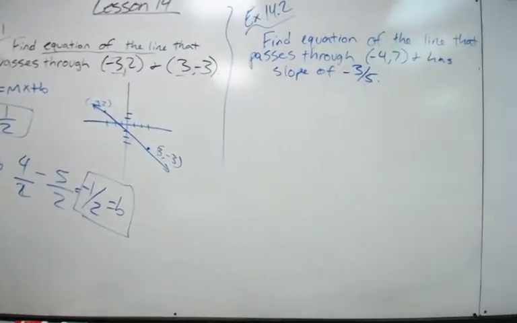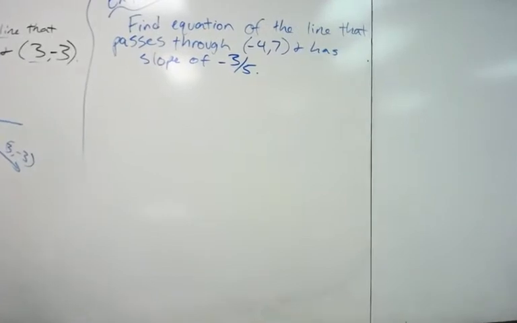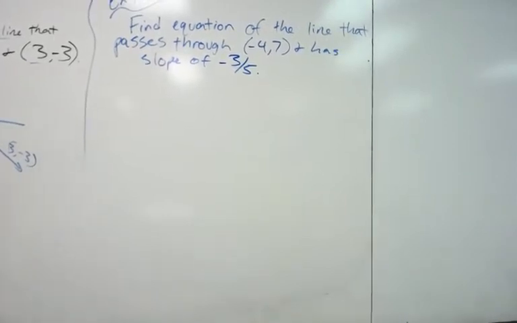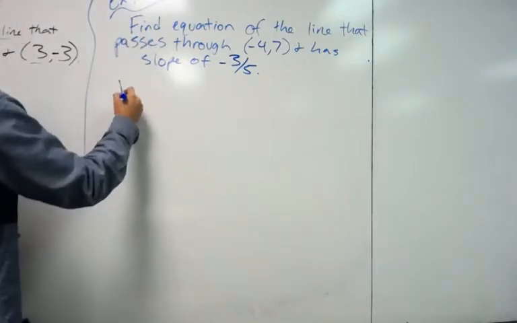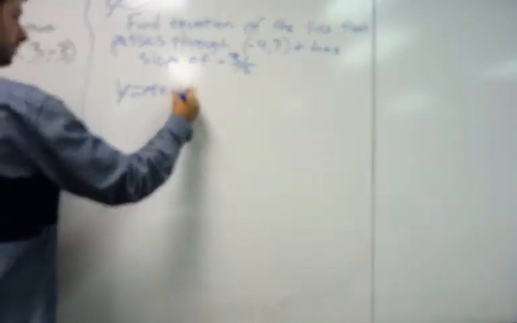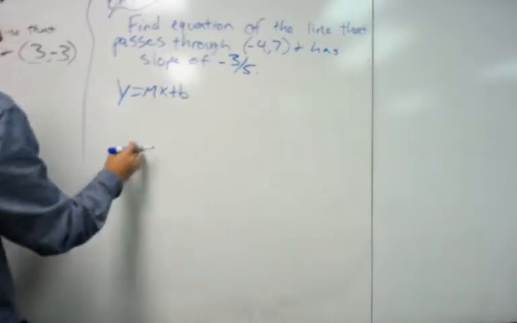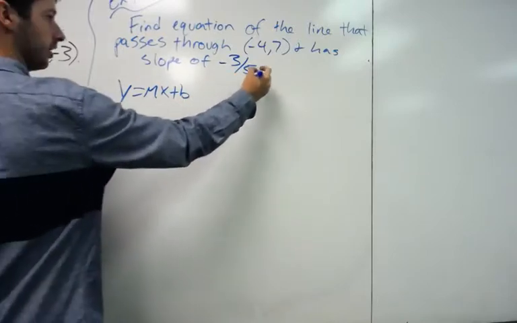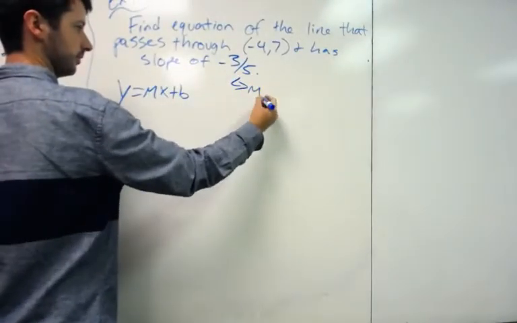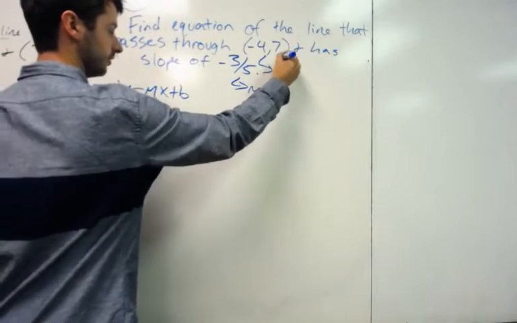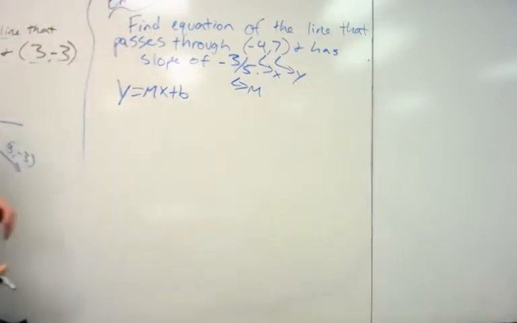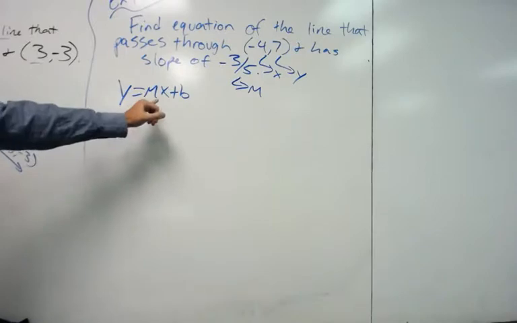Now let's look at one that gives us a set of coordinates and the slope. Well, this one's actually easier. The last one we had 2 coordinates and had to find the slope. This one gives us the slope. So once again, find the equation of the line, y equals mx plus b, and it passes through negative 4, 7, and has a slope of negative 3/5. So we know our slope, we know our x, and we know our y. So we can plug those into all 3 of those slots.